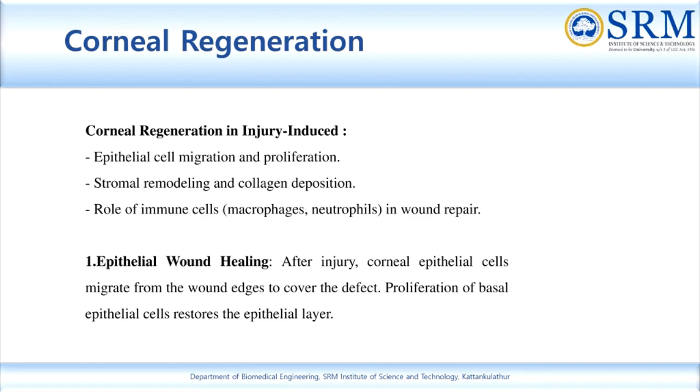So proliferation of the basal epithelial cells restores the epithelial layer. When the old cells are lost from the surface of the cornea, this is being replenished by the basal cells, which are moving centripetally, and they are helping to recover or regenerate the corneal cells.